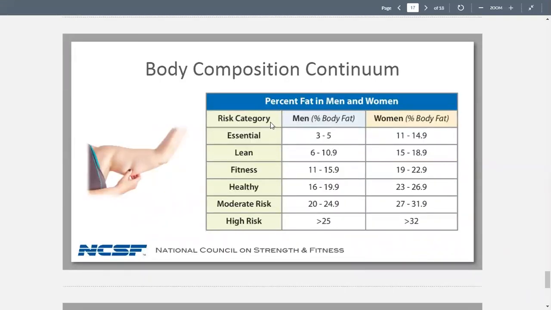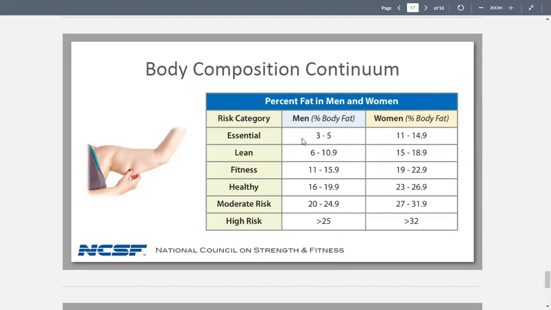The body composition continuum. So for men, like we talked about, essential doesn't mean that's what you want. Essential just means that that's like the bare minimum, right? So body fat for men, 3 to 5%. I've been to 6%. I've never been to 5, and 6 is the leanest I've ever been. For women, 11 to 14.9.